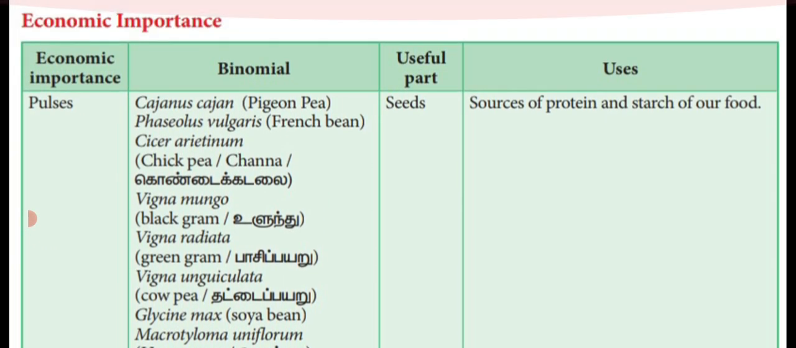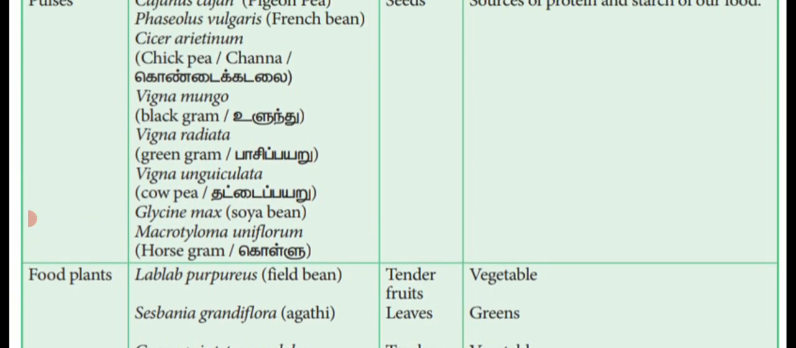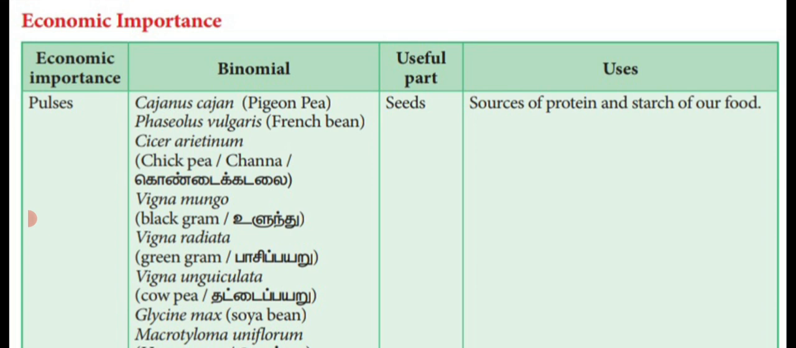So these are all the different economic importance of family Fabaceae. Each and every one is an important 2-mark and 3-mark question. Particularly the oil plants produced from the family Fabaceae are an important 2-mark and 3-mark question.